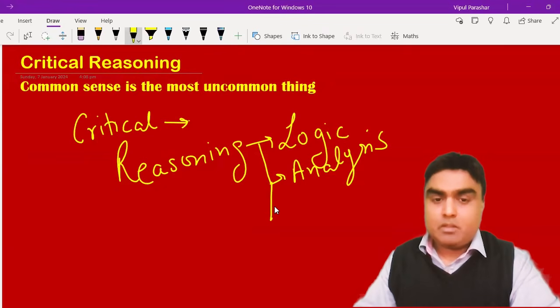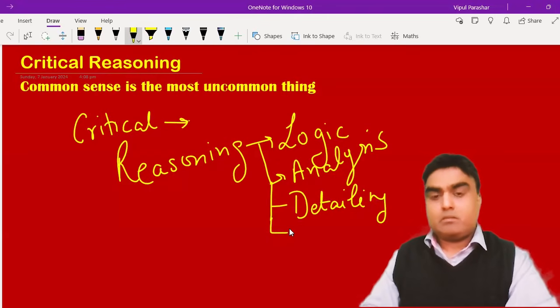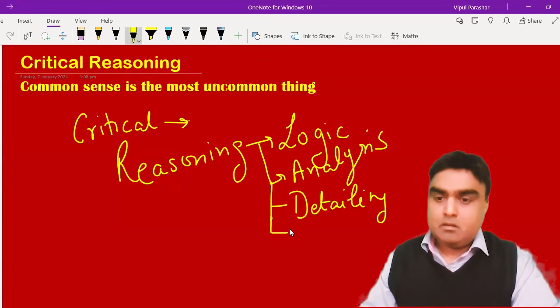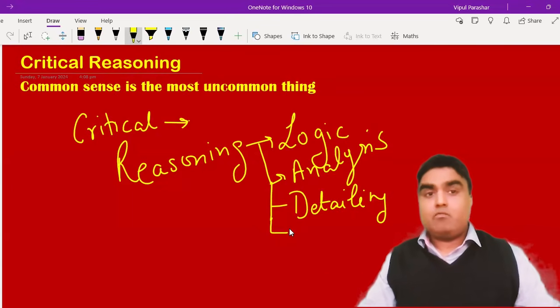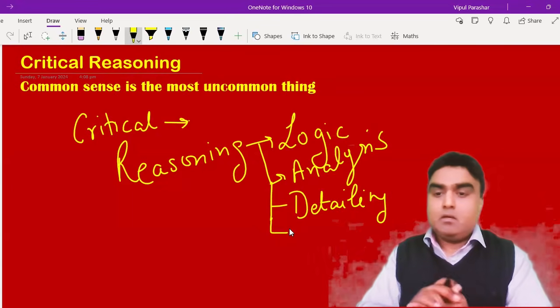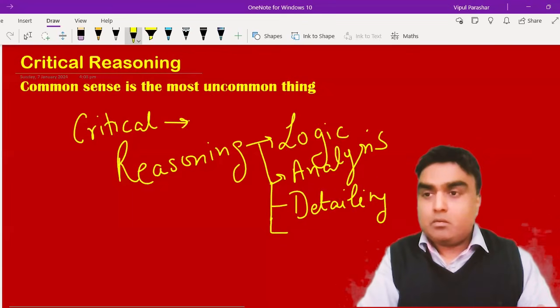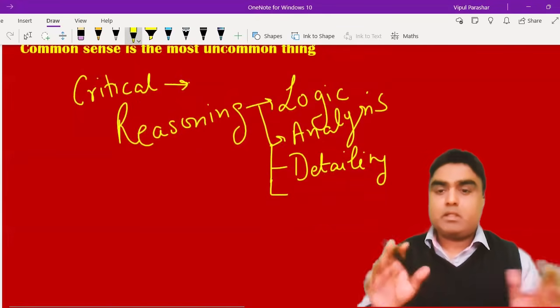And we can even say the decisions which are based upon detailing of a thing. What is detailing? We always say the devil lies in the details. What does it mean? Yes, good. So detailing basically means when you're looking at a thing very thoroughly, with precise information. Very good.